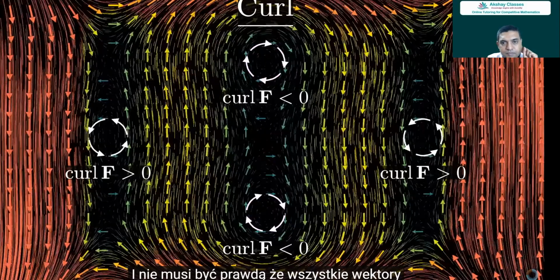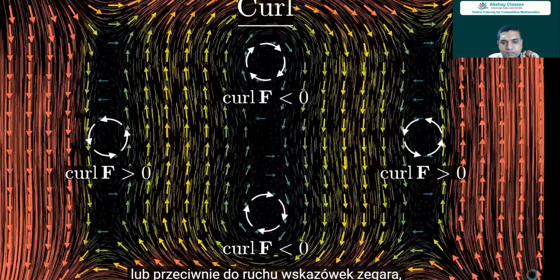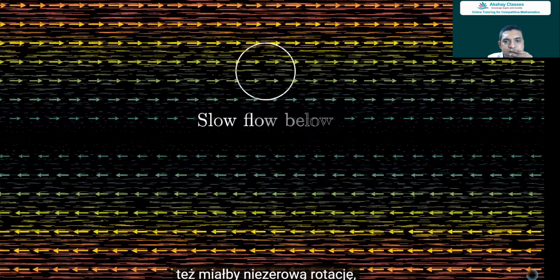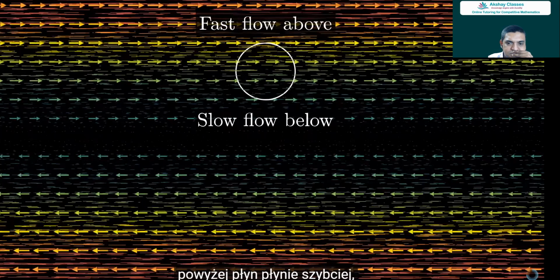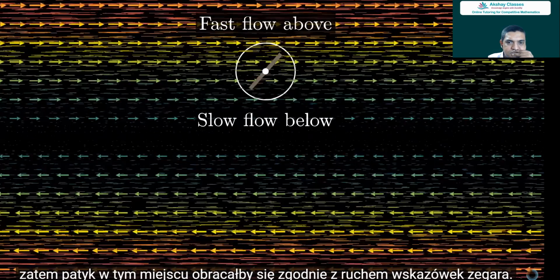Regions where that rotation is clockwise are said to have positive curl, and regions where it's counterclockwise have negative curl. And it doesn't have to be that all of the vectors around the input are pointing counterclockwise or all of them are pointing clockwise. A point inside a region like this one, for example, would also have non-zero curl, since the flow is slow at the bottom but quick up top, resulting in a net clockwise influence.